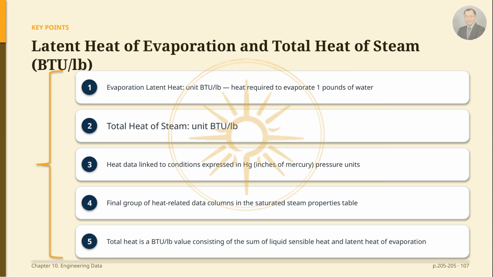These heat values are organized in the table paired with the pressure conditions in inches of Hg, allowing you to immediately read the energy held by saturated steam at a specific pressure and temperature. This data column is the final group organizing heat in the saturated steam properties table.